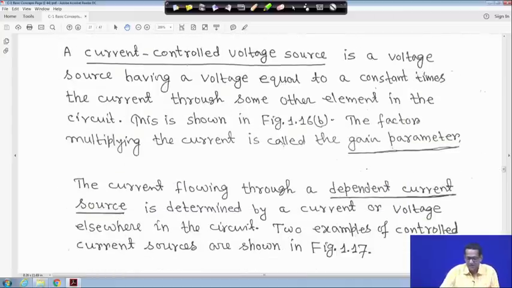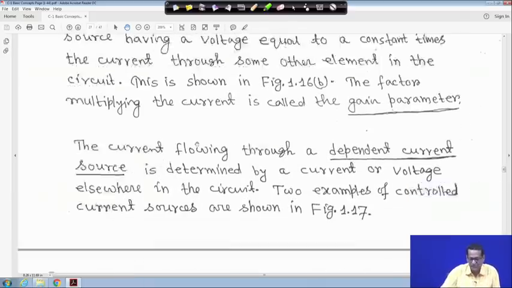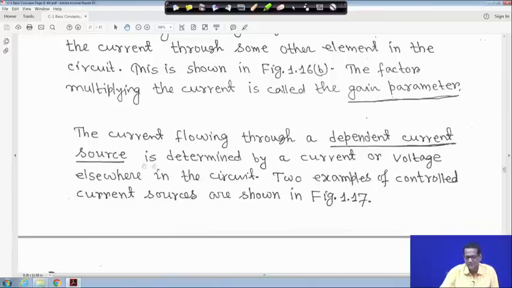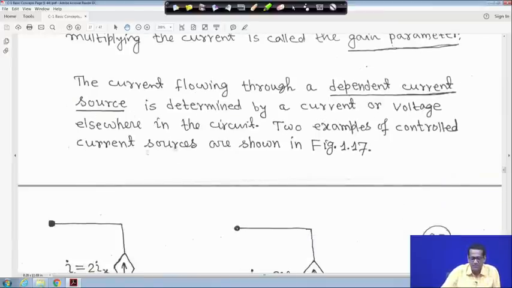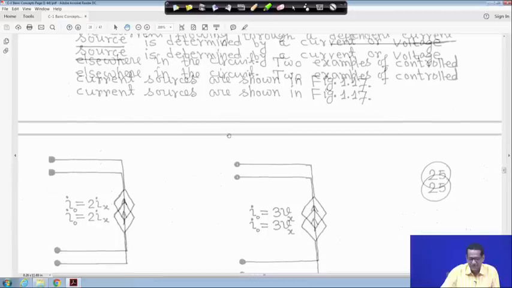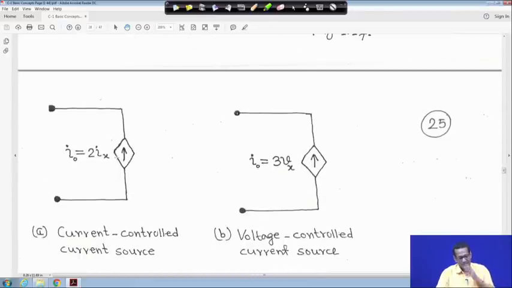So now next is your voltage source. Now the current flowing through a dependent current source is determined by a current or voltage elsewhere in the circuit. For example, this is a current control current source. So this is a dependent current source. This is I0 equal to, say, 2 into Ix.